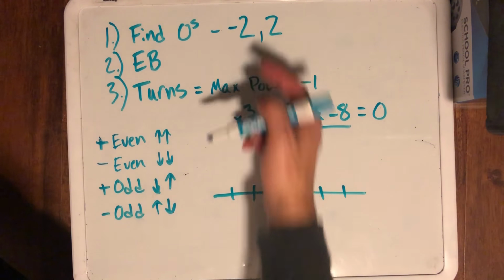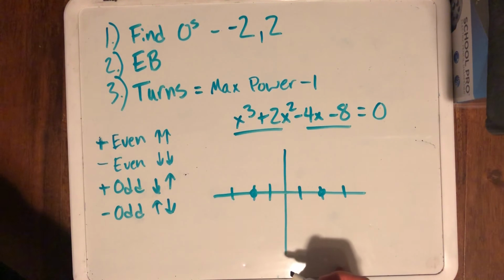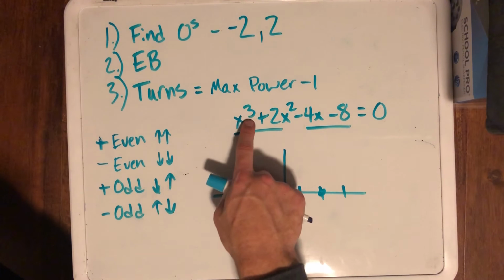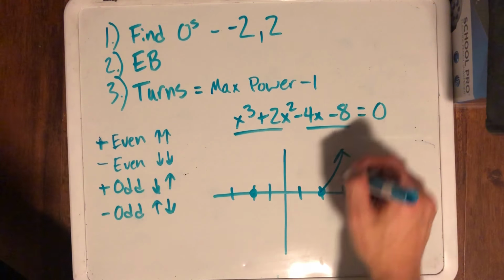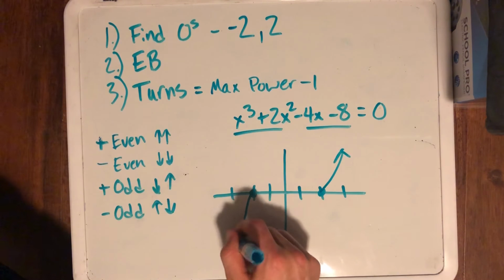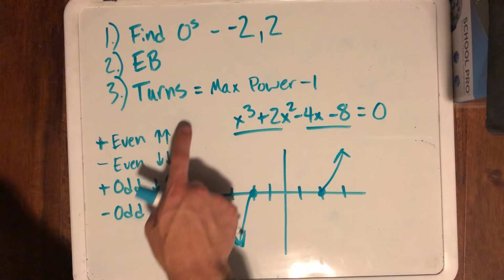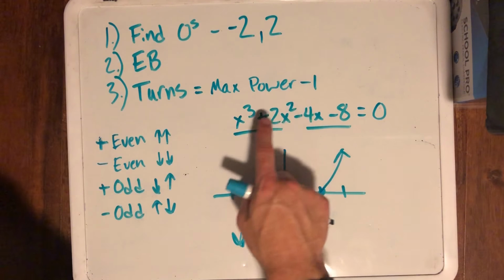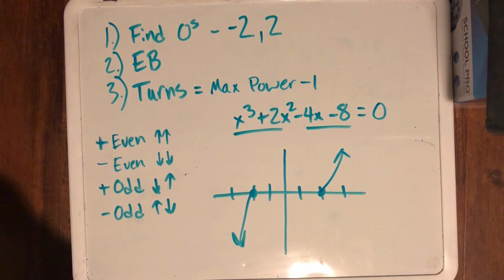Okay, so you have plus 2 as one of your zeros, and minus 2 as one of your zeros. We look at our end behavior. This is an odd one. It is positive, so we go to our far right and we can draw an up. We go to our far left and we can draw down. So now we look at our number of turns, excuse me. We said that it was our max power minus 1. Well, our max power is 3, minus 1 is 2.